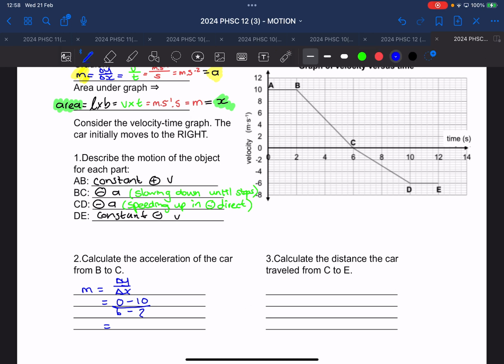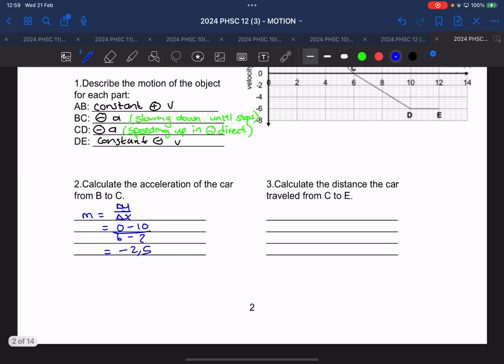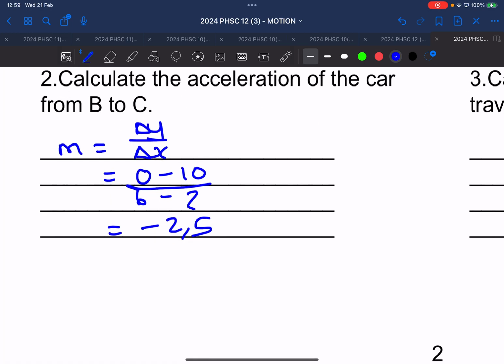It's 2.5, negative 2.5. Are we allowed to leave our answer in the negative? No. So 2.5 meters per second squared, negative acceleration or in the negative direction or slowing down.